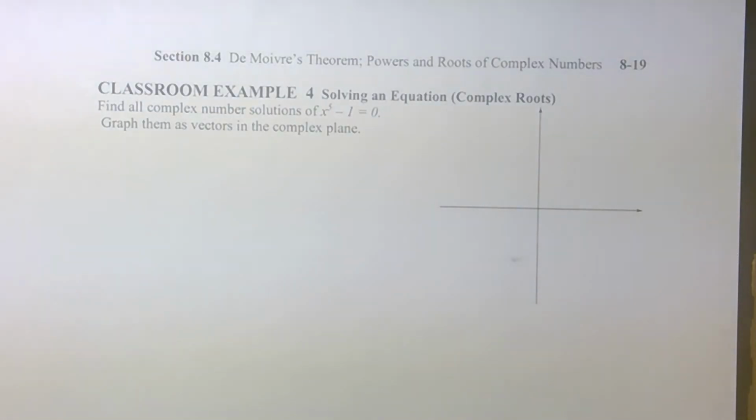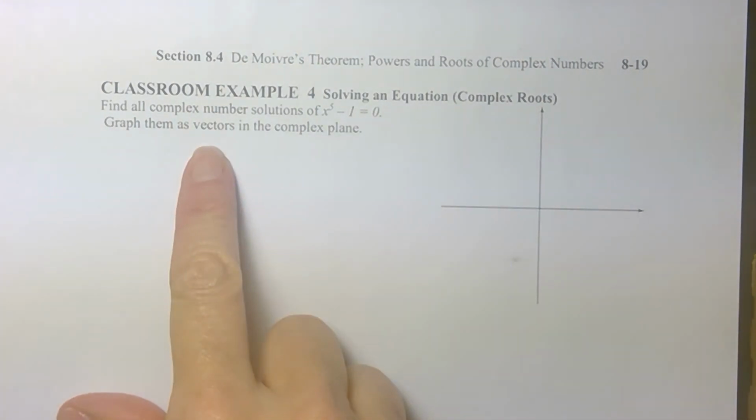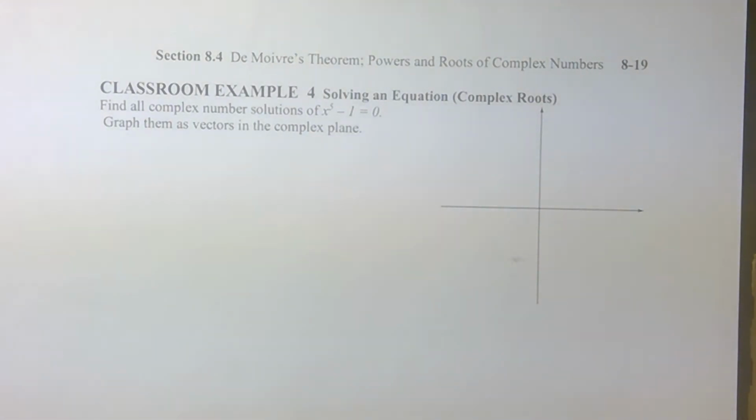So example 4, this time we're solving equations. This isn't any different really than what we've been doing, I promise, because we're going to be solving by taking the nth root. In fact, this is actually easier because it does not instruct us to give it as rectangular form. It instructs us to graph them as vectors in the complex plane. We've already been doing that.